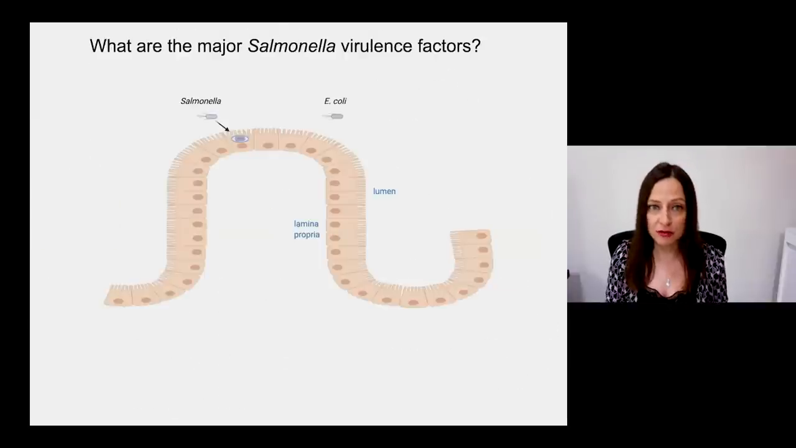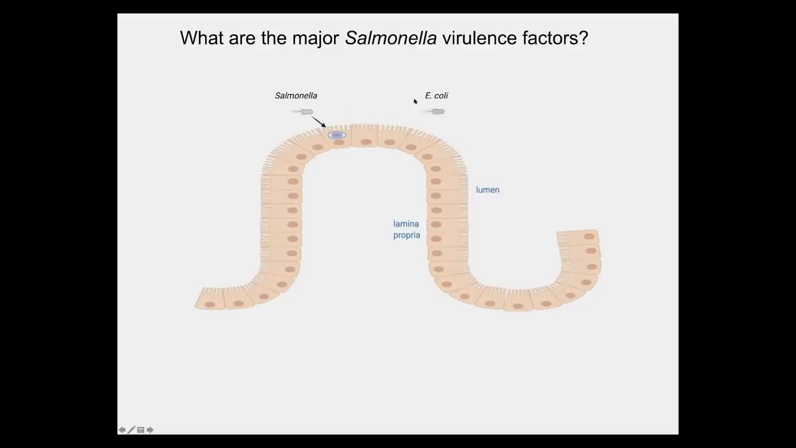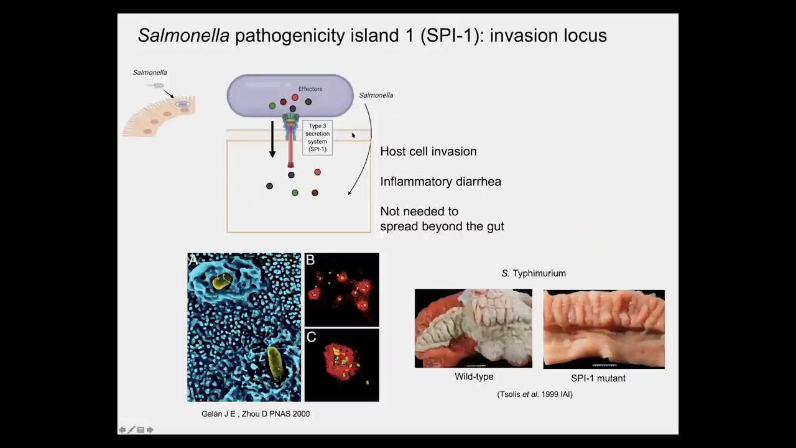So what are the major virulence factors of Salmonella? One major thing that distinguishes Salmonella, for example, from its close relative E. coli is the ability to invade the intestinal epithelium. And you can see here that host cell invasion occurs thanks to a virulence factor that is a type 3 secretion system encoded by Salmonella pathogenicity island 1. This type 3 secretion system delivers effectors and in this way mediates Salmonella uptake by non-phagocytic cells. And SPI-1 and its effectors are needed for the development of inflammatory diarrhea.